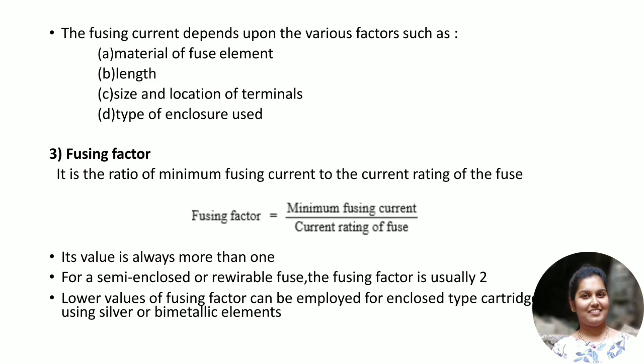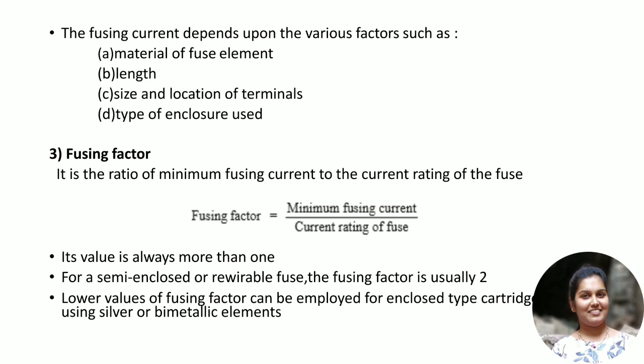The next point is that the fusing current depends upon four different parameters. Those parameters are, first, the material of the fusing element, which we have just discussed: the material we take for the construction of the fuse will decide the fusing current. Next is the length, how much winding or how many turns or how much strip of metal has been used, and its length will also decide the amount of fusing current for that particular fuse.